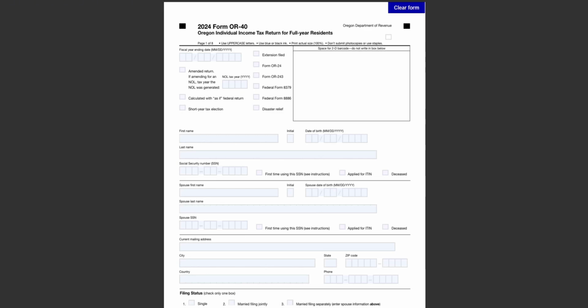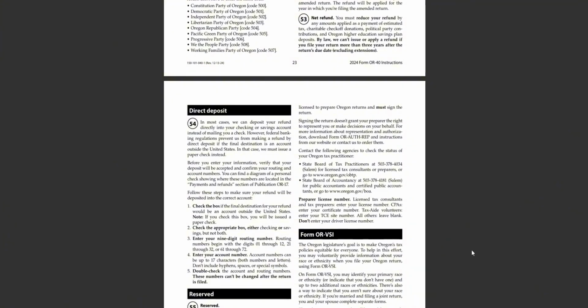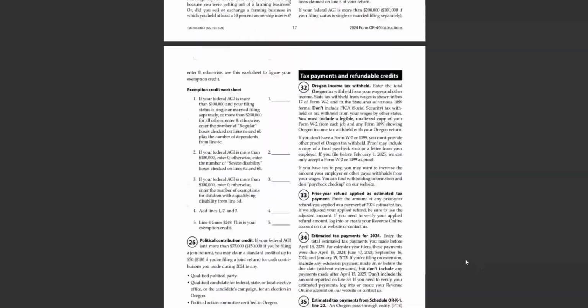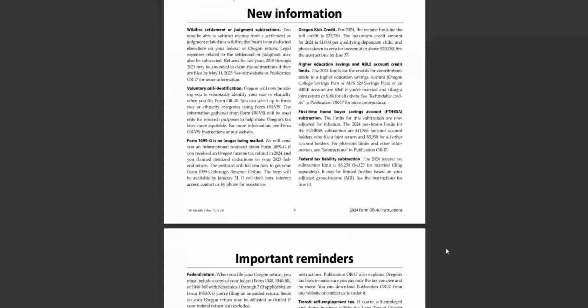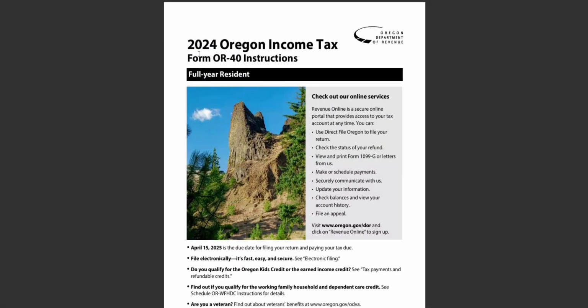And then you'll also need to grab the instruction manual. So it's going to be the Oregon OR-40 instructions, and it should look like this. Form OR-40 instructions for a full year resident. If you were a part-time or non-resident, it should say Form OR-40 N or P instructions, which are going to be different than what we're going over right now. So make sure you're grabbing the right title, the right header for those instructions online.